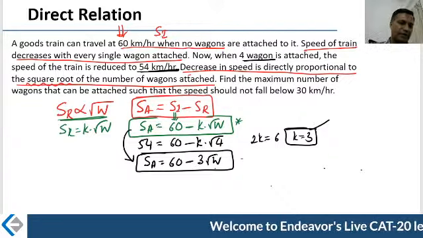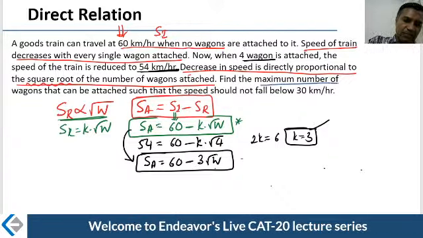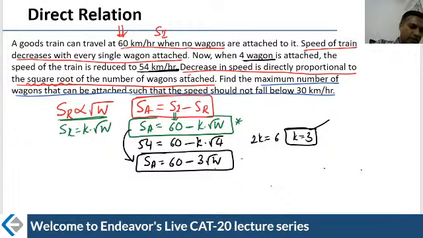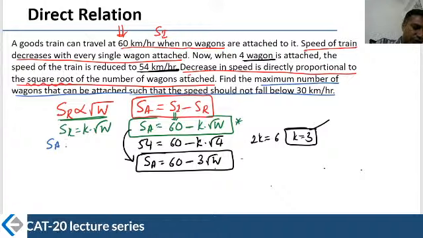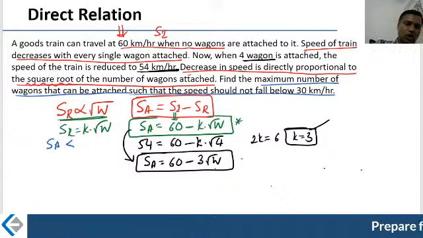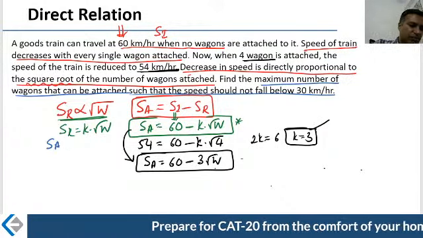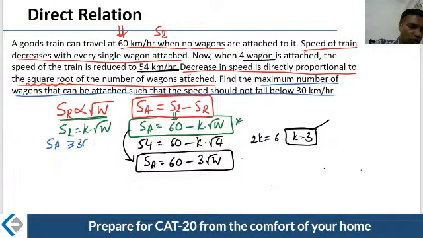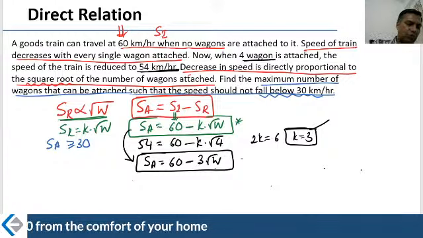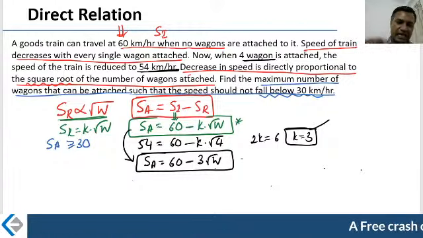What is the author's question? He is saying, find the maximum number of wagons that can be attached such that the speed should not fall below 30 kilometers per hour. What is the author trying to say? The actual speed should not fall below 30, which means the actual speed should be greater than or equal to 30. Up to 30 I am fine. Don't make this vehicle move below 30 kilometers per hour. Therefore the actual speed should be greater than or equal to 30.